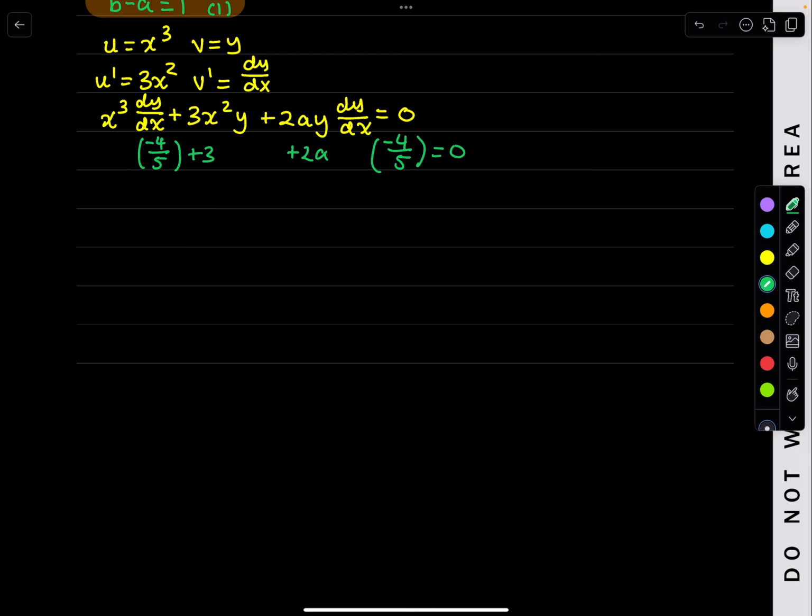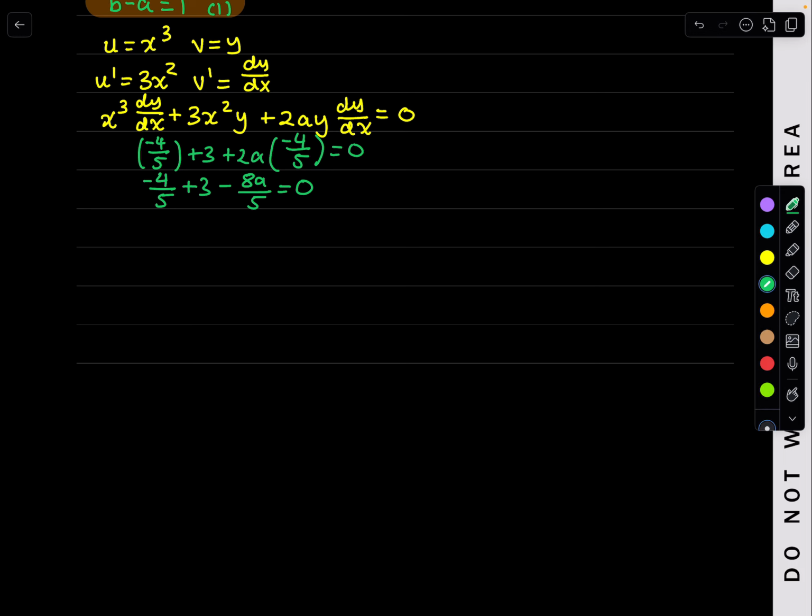All right, so let's simplify some stuff. I want to make sure I haven't made a mistake here. Yeah, it looks good. So negative 4/5 plus 3 minus 8a/5 equals 0. What I'm going to do is find the common denominator, which is negative 4 plus 15, over 5, which is 11/5. So that's 11/5 minus 8a/5 equals 0.